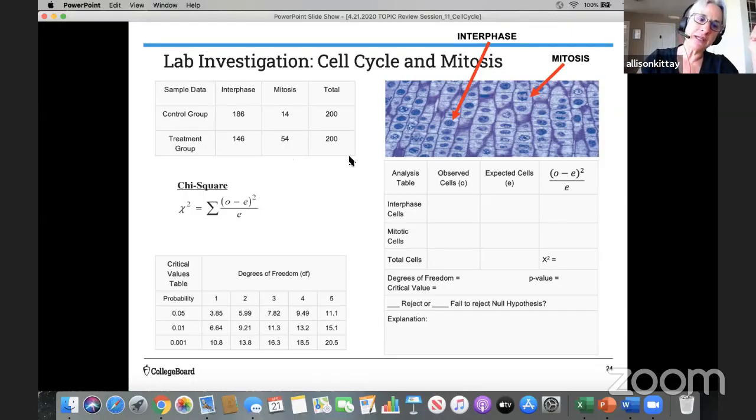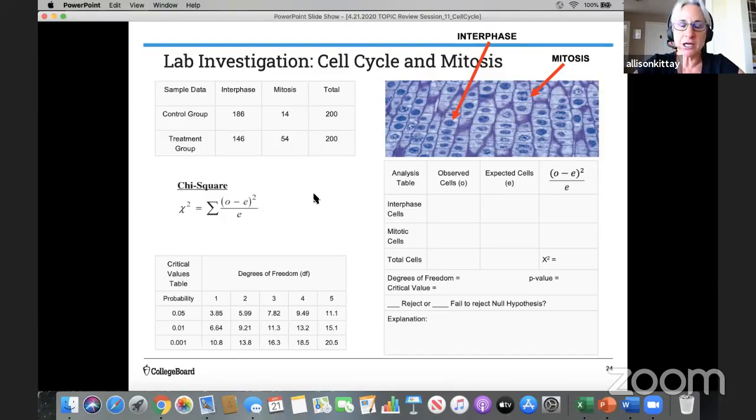Okay, so this is some sample data, and this is actually the treatment group. This should say lectin versus the control group. I'm going to talk about what we're going to do with this data in just a sec. First, I want to introduce you to the formula that is used to calculate chi-square. And this is straight from the AP Biology formulas and equation sheet.